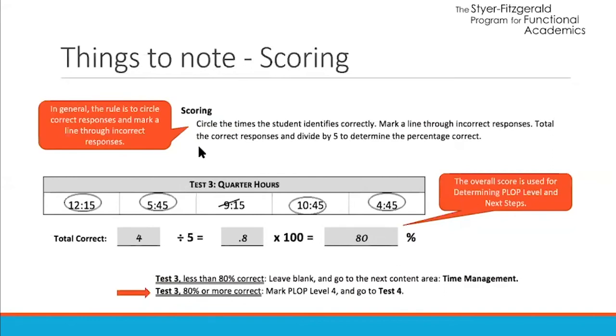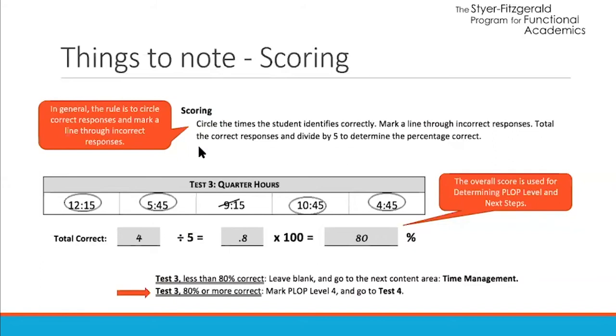In general, the rule is to circle correct responses and mark a line through incorrect responses when you're doing assessment. The overall score is used for determining the present levels of performance. And then when you look at the bottom where the little orange arrow is, it tells you where you're going to go next.